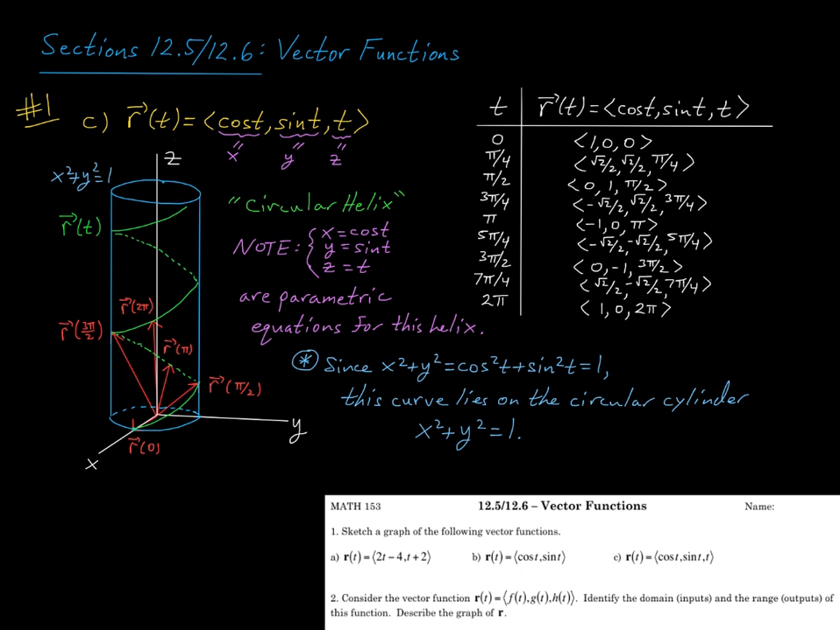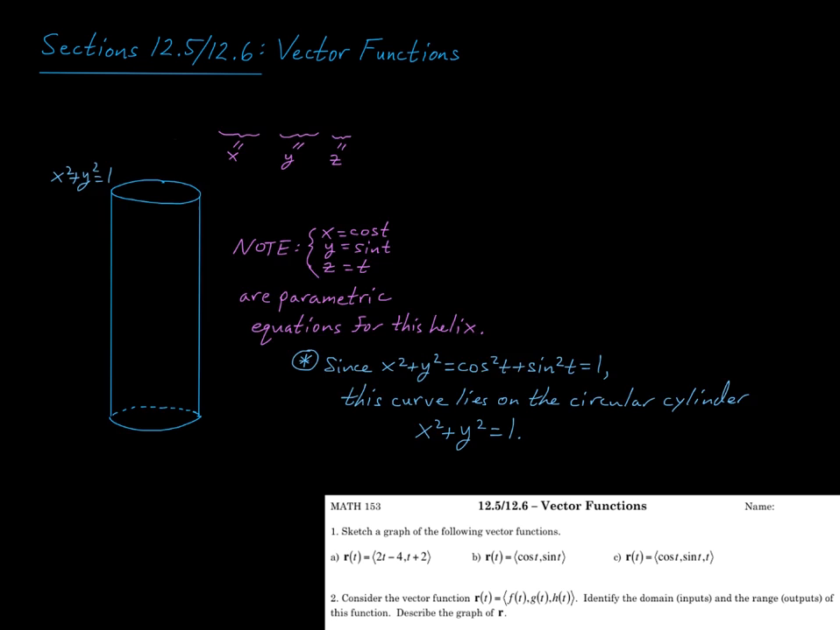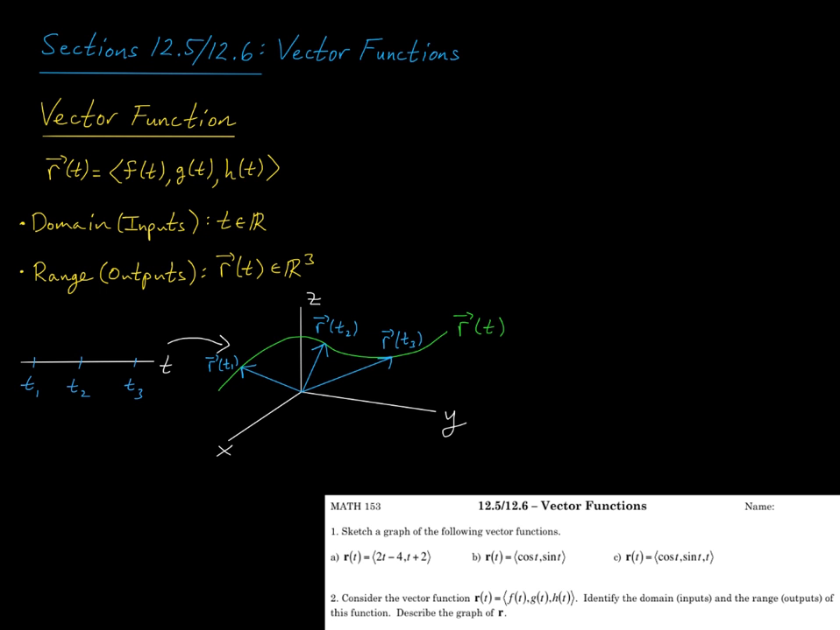Okay, very good. So now let's look at the second question on the worksheet. This is a little more general. It just says, consider the vector function r of t, which has for its components f of t, g of t, h of t. Identify the domain, in other words, the inputs for the function, and the range, in other words, the outputs of the function. Describe the graph of r.